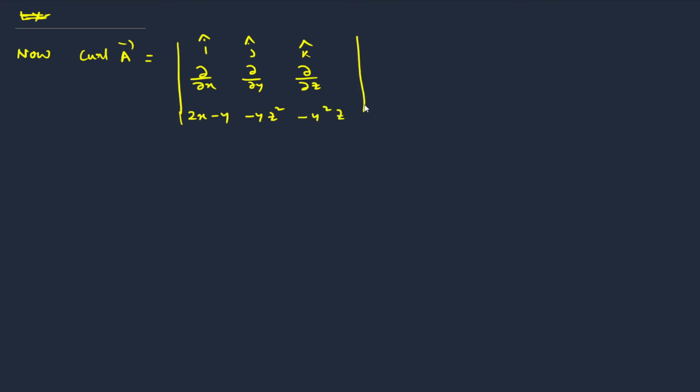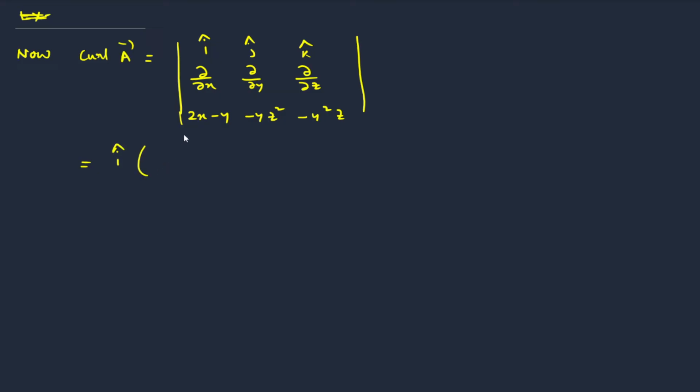Okay, now since the right hand side is the integration over S of curl, let us find curl A bar. So it will be i cap, j cap, k cap, and before that you have to write del x, del y, and then del z. And then the coefficients of A bar are 2x minus y, then minus yz square, and then minus y square z. So I think you all know how to expand this, right?